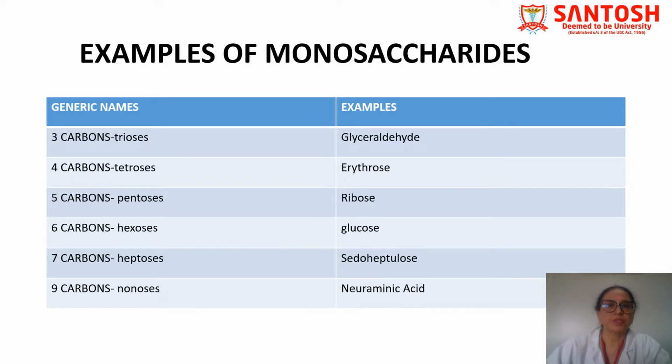Now, what are the different types of monosaccharides? As I earlier told you, depending upon the number of carbons, we can call them trioses, tetroses, pentoses, hexoses, heptoses, and nonoses. So 4 carbon is erythrose, 5 carbon is ribose, 6 carbon is hexose, that is glucose, which we are going to take up, a very important molecule. Then heptoses, pseudoheptulose. 9 carbon is neuraminic acid, which you are going to study a lot in heteropolysaccharides.